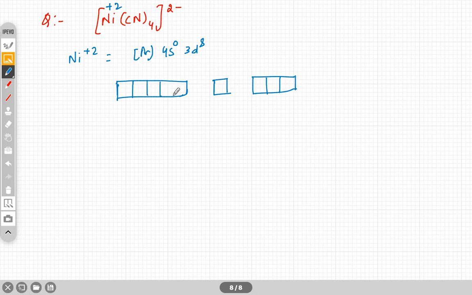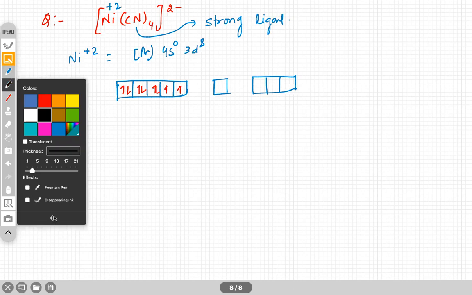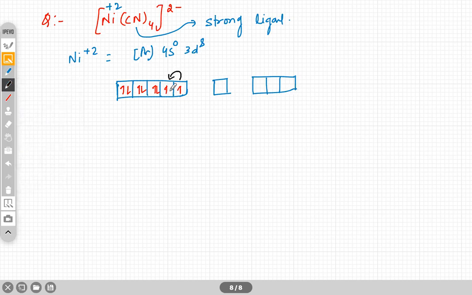One, two, three, four, and five. 3d8, 4s zero electrons, 4p zero electrons. Now, since CN is a strong ligand, there would be pairing against the unpaired electrons. And this electron, which is unpaired, jumps back into this orbital and makes the electron paired. And hence, this orbital becomes empty here. So after this rearrangement, the orbital diagram looks like this.